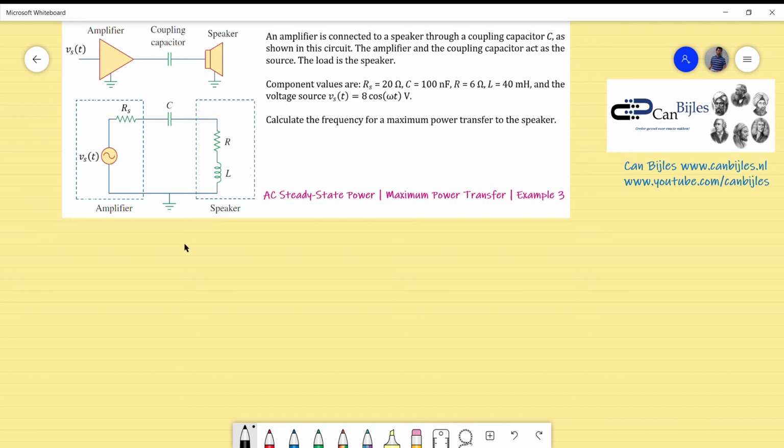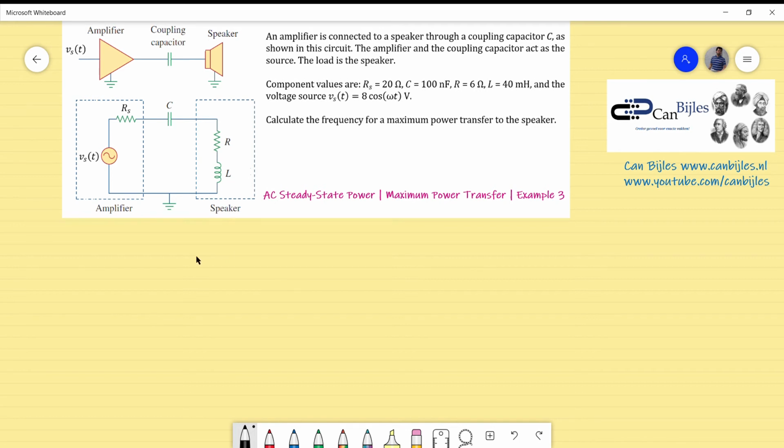But the problem is the following. If I write down the expression for Zs and also for Z of L, I will have a problem. The real parts can never be equal to each other because these are already given: 20 ohm for this and 6 ohm for this. So the real parts are 20 and 6, and that can never be equal to each other. I don't have any resistive components in the circuit to adjust, so it is impossible to achieve maximum power transfer in this circuit using the maximum power transfer theorem.